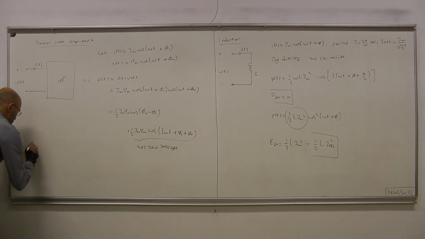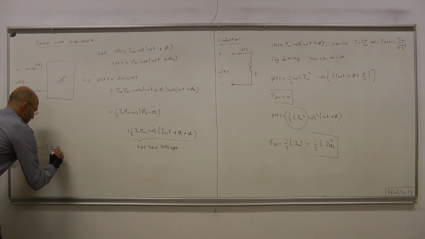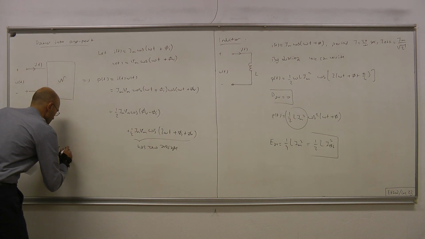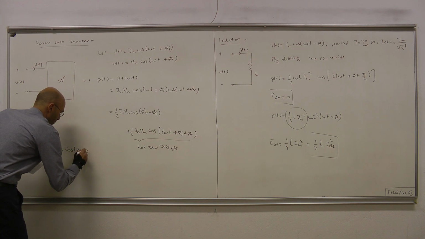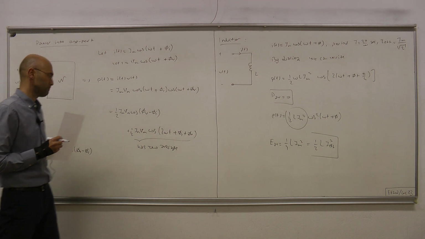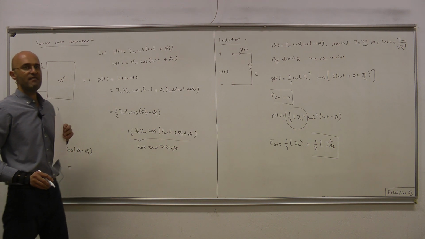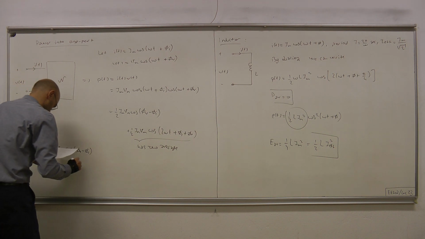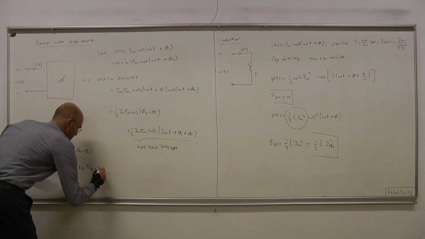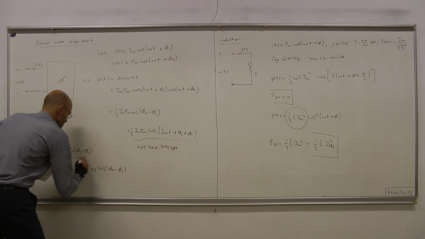Okay, therefore P average reads 1/2 times the product of the magnitude of current and voltage signal, and then this term, which is the cosine of the difference of phases of voltage and current. And in terms of effective values of voltage and current, this can be written as I effective times V effective times this factor, cosine phi v minus phi I.